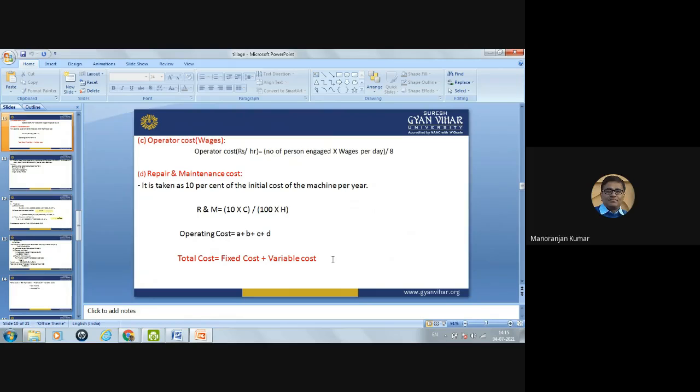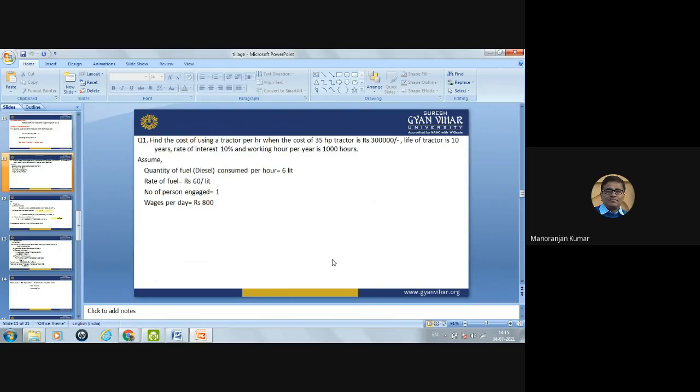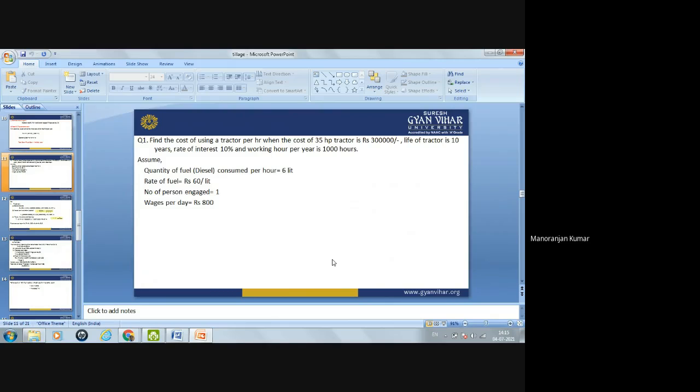So, on the basis of this formula, there is one question. The question is, find the cost of using a tractor per hour. Okay, what will be the cost of the tractor per hour? You have to calculate. And what is the data given?